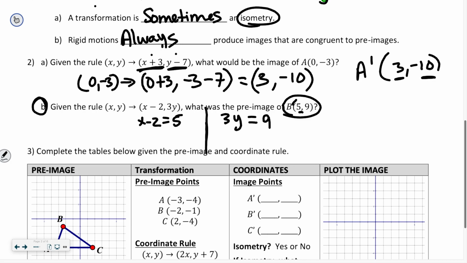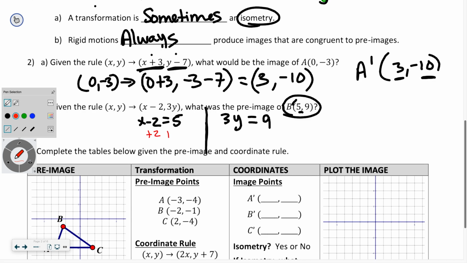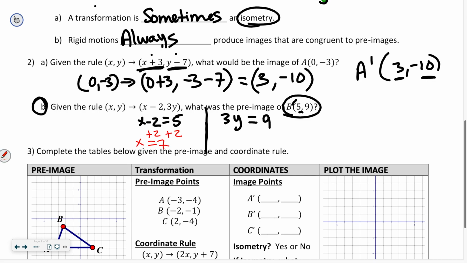So what is x in this case? Well, simply solve. Plus 2, plus 2, x is equal to 7. Okay? In this case, divide by 3, divide by 3, y is equal to 3. Okay, well then what's my point? B is 7, comma 3.